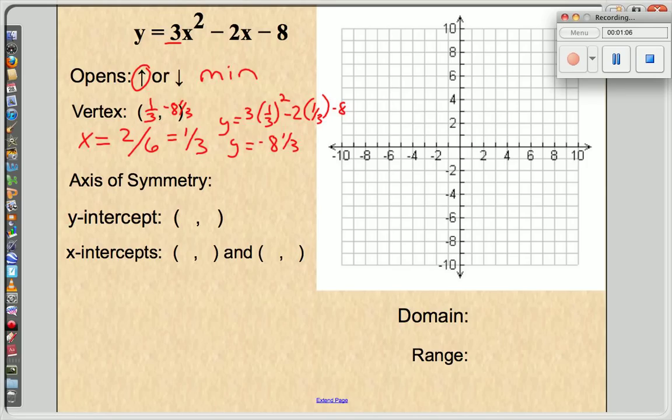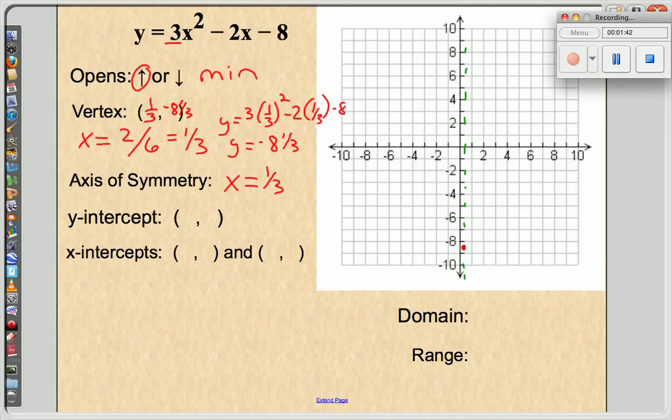Let's graph that. 1/3, I'm approximating where 1/3 would be. -8 and 1/3, that's approximately right there. So that is my vertex. My axis of symmetry, it's always x equals, and whatever my x value is, in this case, x equals 1/3. I'm going to use a different color here. So my axis of symmetry is this imaginary line that goes through my vertex. And remember, that'll be helpful when I am graphing my points.